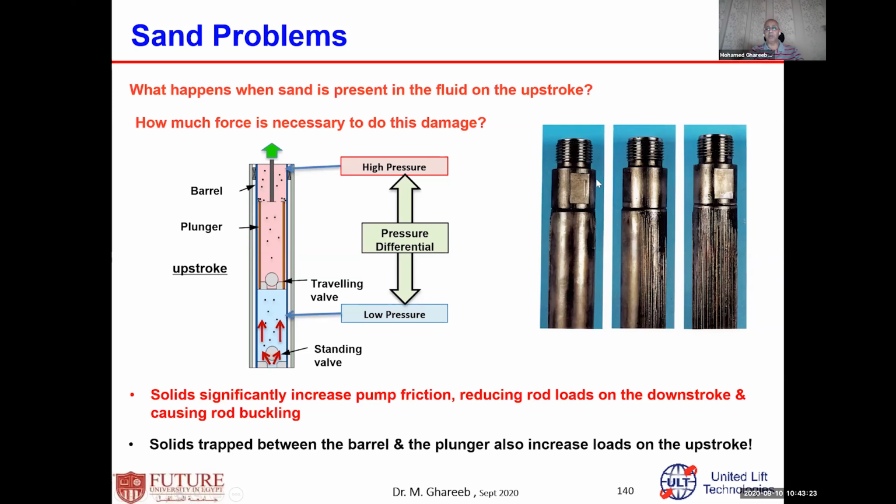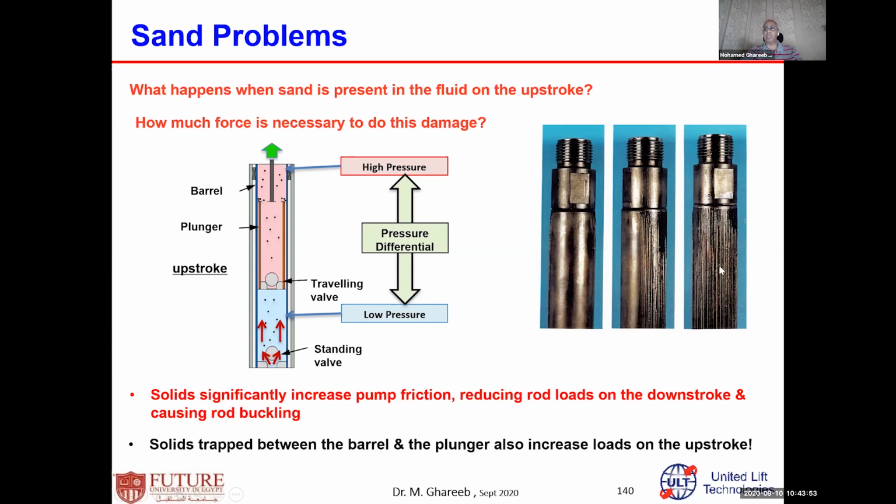But with time, if there is sand and you pull out of the well and start analyzing, you find the plunger has a lot of scratches like this. Remember, scratches mean it's reducing the plunger outside diameter in this area. What does that mean? A lot of fluid loss, fluid can slip. That means the mechanical efficiency of my pump will be reduced.